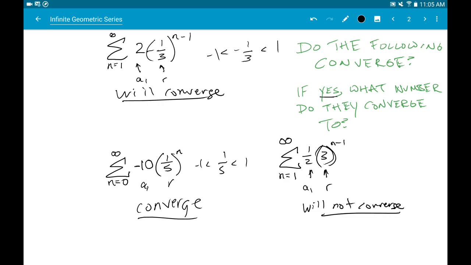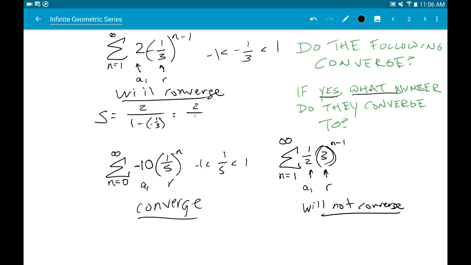So quickly we can determine if it converges or not. And sometimes that's all you're asked. But if it's geometric, we also have the formula. What number will it converge to? And so if we use the formula, the number it converges to, if it's geometric, can be found by doing a1 over 1 minus r. Careful with that double negative in there.